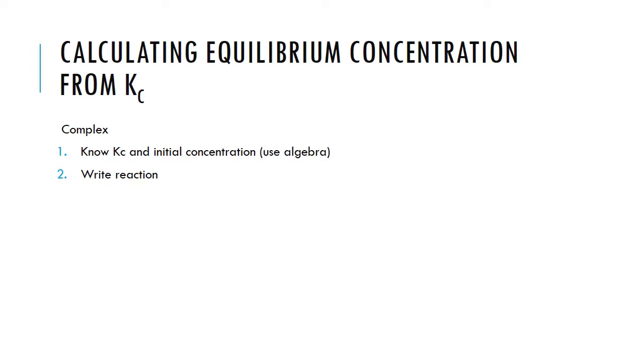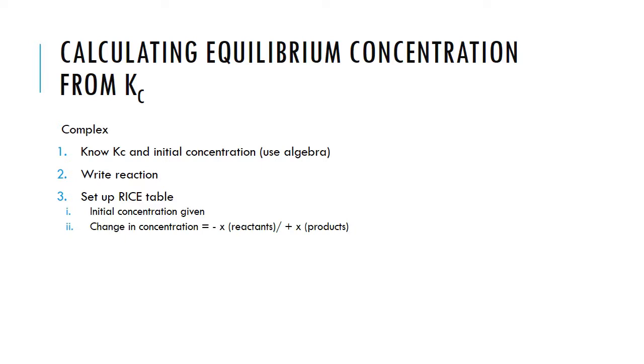Like always, write your reaction. Set up your RICE table, so reaction, initial concentration, change in concentration, and equilibrium, as we did prior. Your initial concentration is given to you. Remember, products, if they're not stated, are going to be 0. Now, what about that change? Because we're not given an equilibrium concentration for any of our reactants or our products, we do not know what that change is going to be. So we have to solve for x. So the change in concentration becomes minus x for your reactants or plus x for your products.